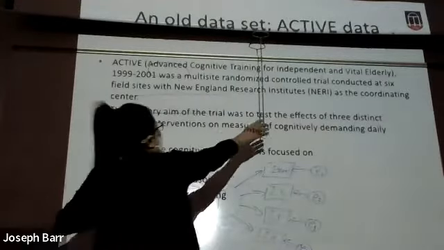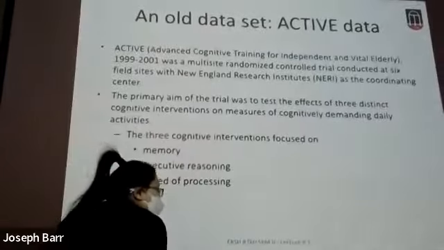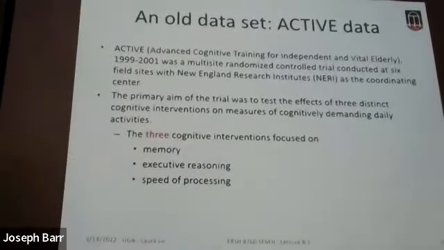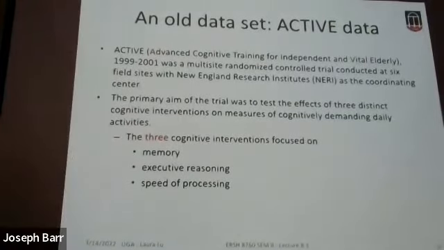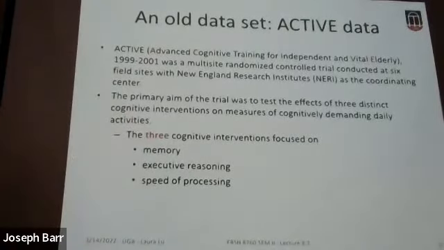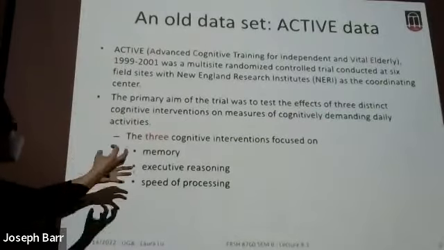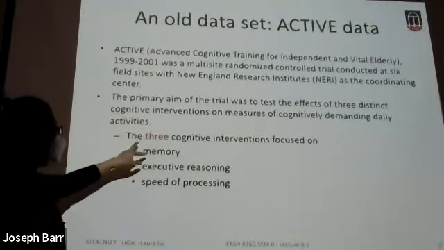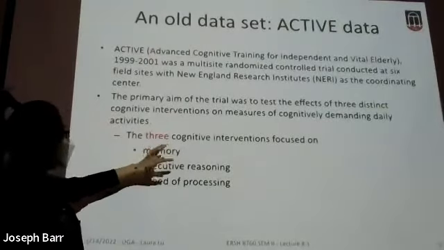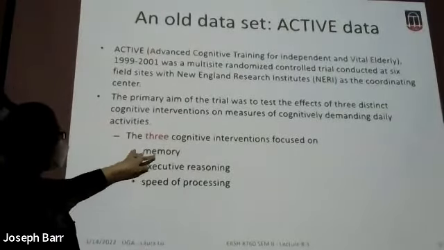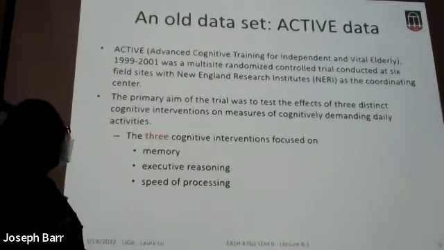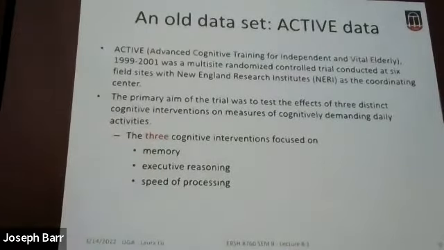We use an old example, the data set we analyzed before. It's called ACTIVE data, Advanced Cognitive Training for Independent and Vital Elderly. We have different cognitive abilities, actually these are latent variables: memory ability, reasoning ability, speed ability, and we have a bunch of tests.